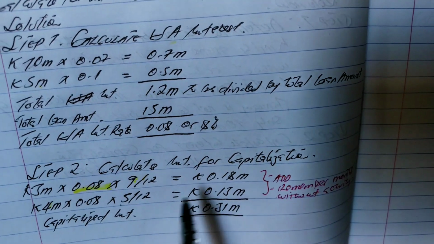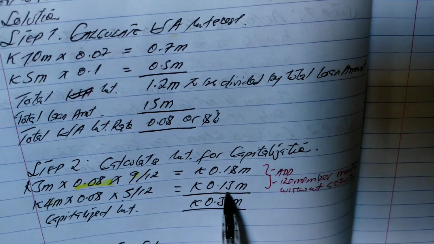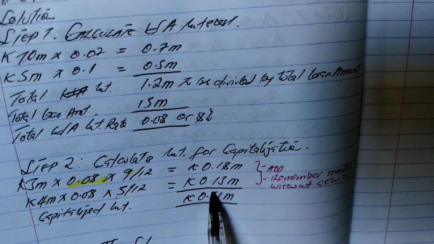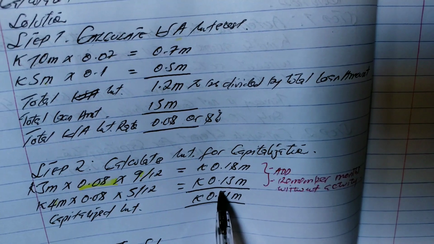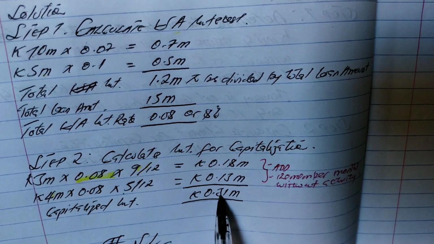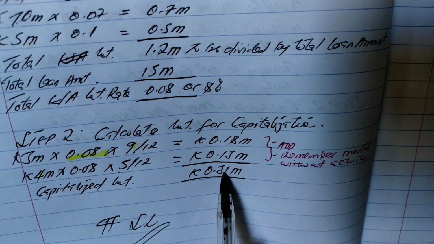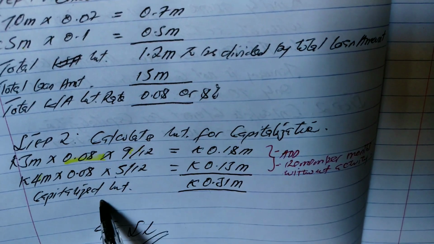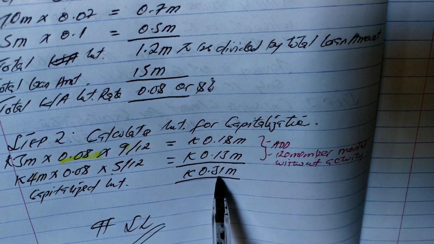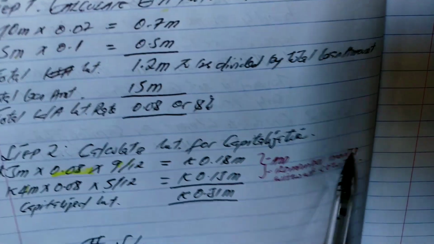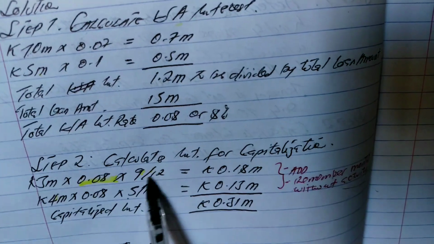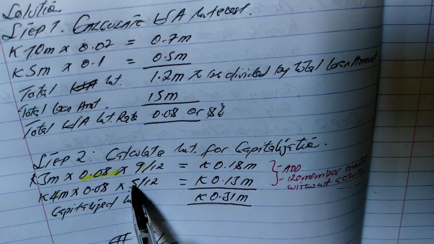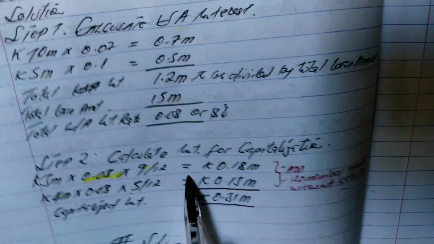So what do you do? Boom, you add the 2, this plus this, and you get the total amount to be capitalized. This is the amount of interest you're going to capitalize to make part of the cost of an asset, 0.31 million kwacha. I've put a note here which says remember months without activity. Yes, we've done that. We've removed the months without activity to remain with these months, and then we have this one.